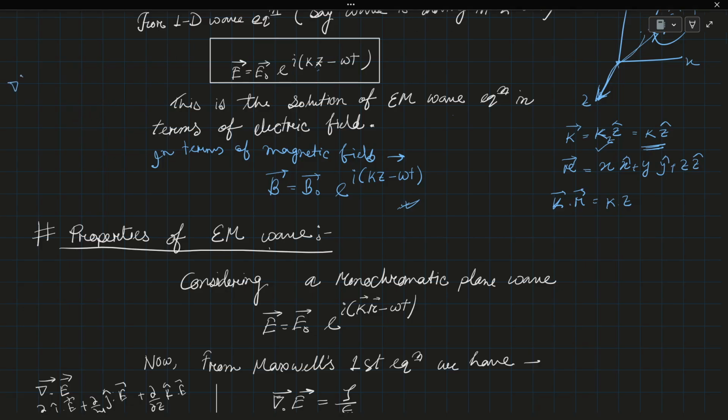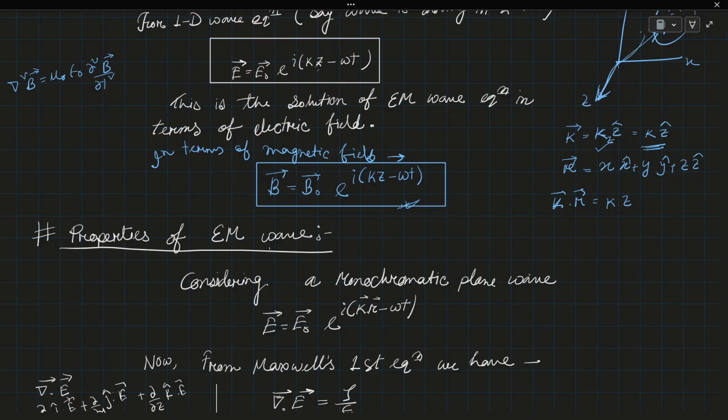Solve the equation del squared B equals mu naught epsilon naught del squared by del t squared of B. Obviously the solution will be in terms of magnetic field. So in terms of magnetic field, what we will get? We will get B equals B naught e to the power i(kz minus omega t). So this is the solution in terms of the magnetic field.